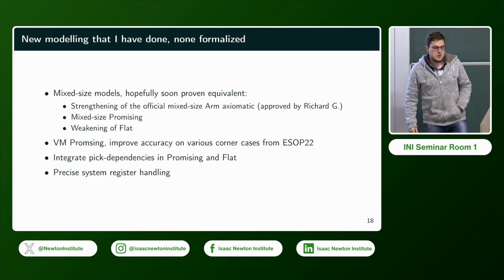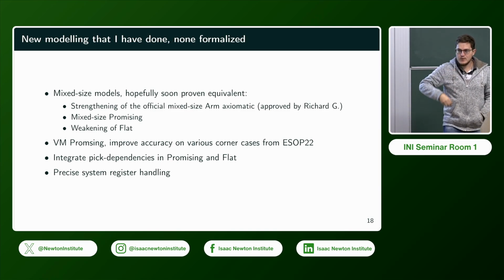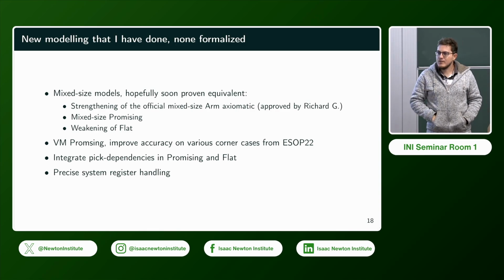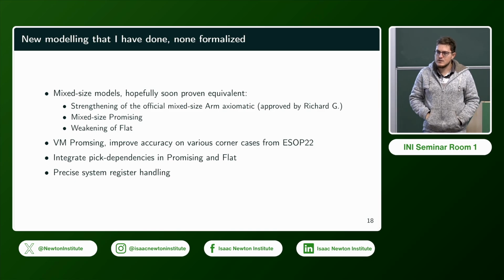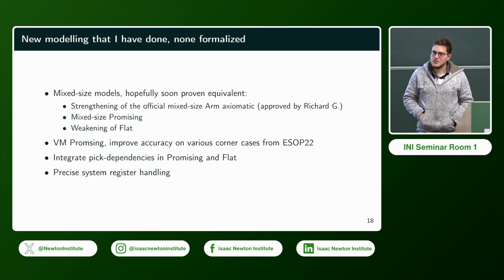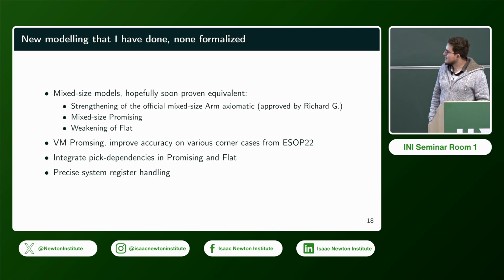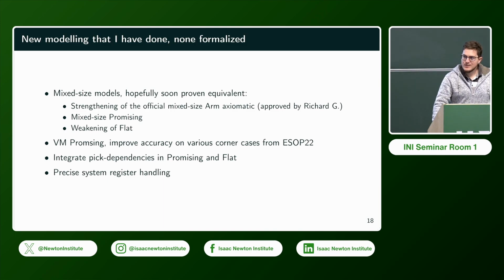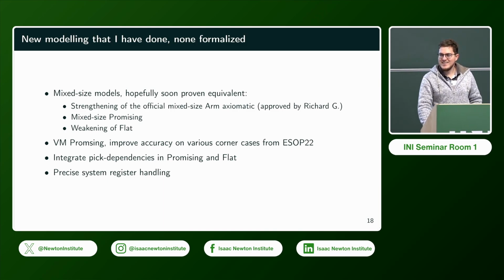And then there are also a bunch of things that come from actually thinking about registers, interaction, and dependencies precisely. In particular, I've been thinking a lot and making plans about how to integrate this pick dependency mechanism that ARM introduced into promising and flat, and how to make our handling of system registers and relaxed system registers correct. These are all things I've worked on, and none of this is really finished or set in stone. All of these one needs to have a believable semantics for if you want to actually reason about systems code.